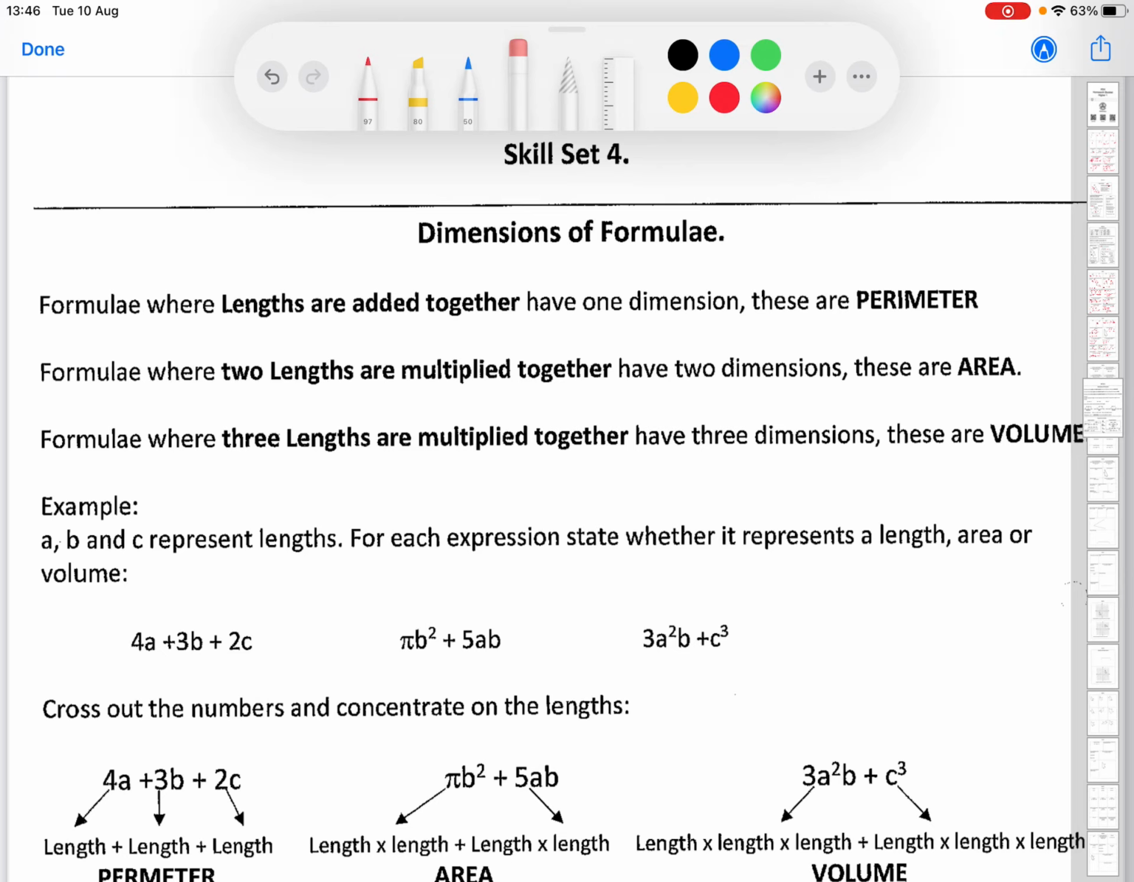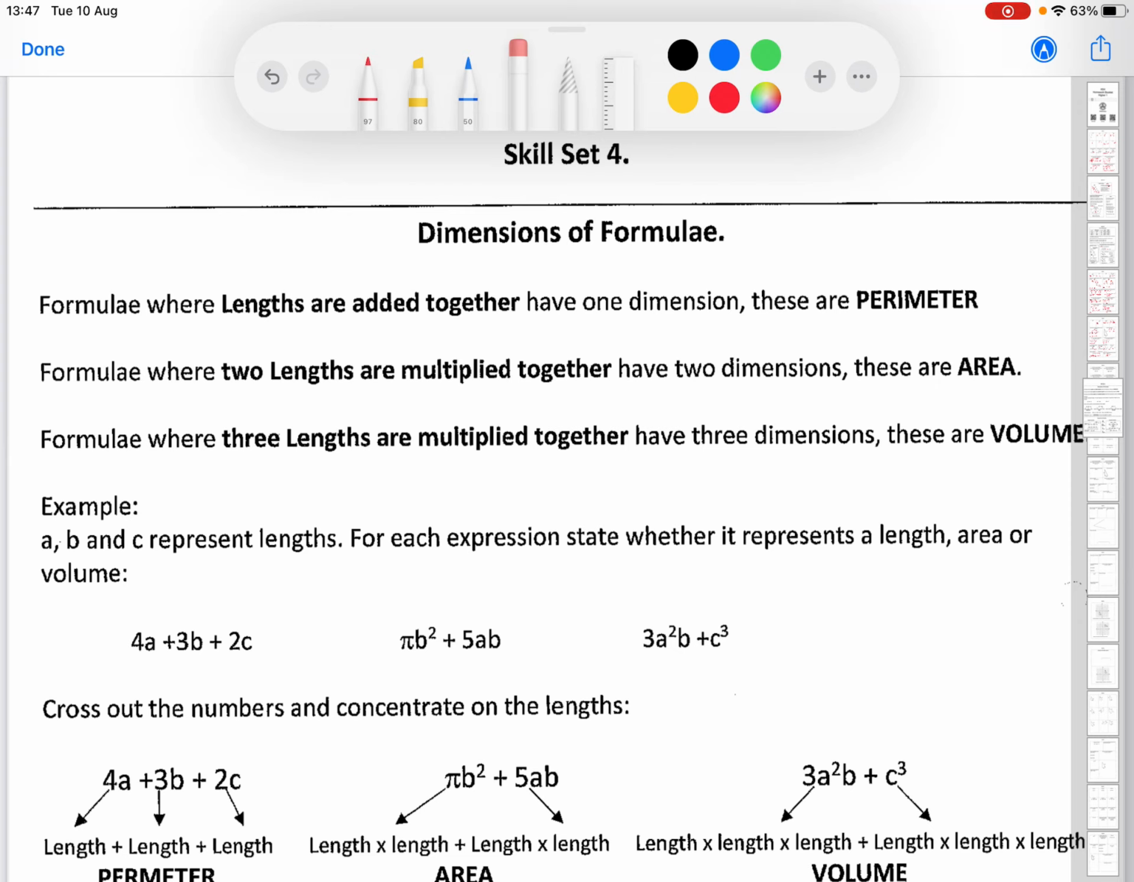When you just have one letter, so if you've got A, or 4A, or pi A, because pi is obviously a number, then they represent lengths. And obviously you could do a length add a length, no problem. That would just make another length. So if you had 4A add 3B add 5C, or very similar down the bottom, you've got 4A, 3B, and 2C, those are all lengths, which works out fine. That can add up to a length.